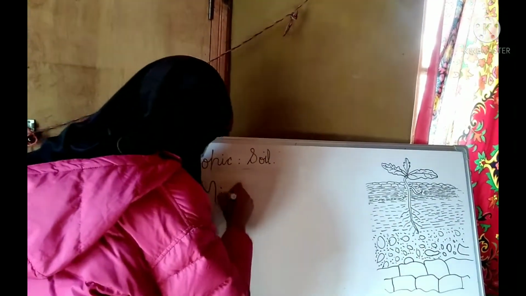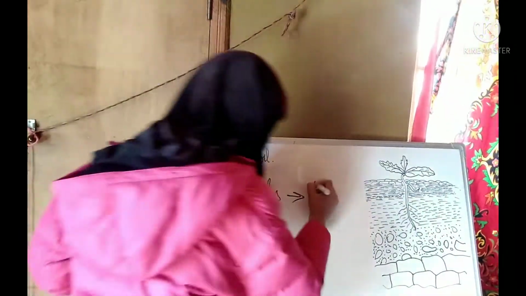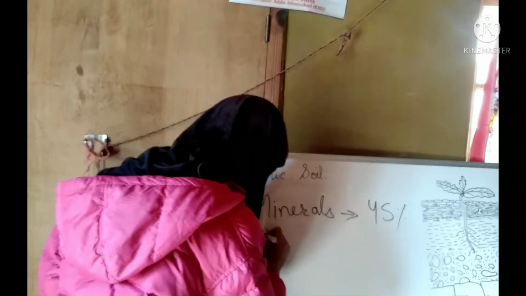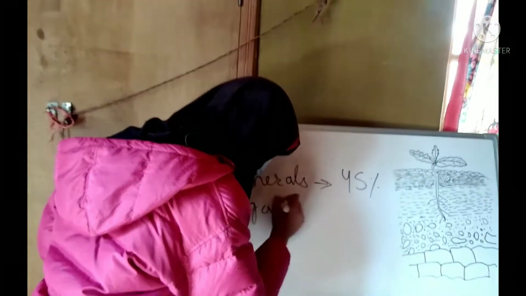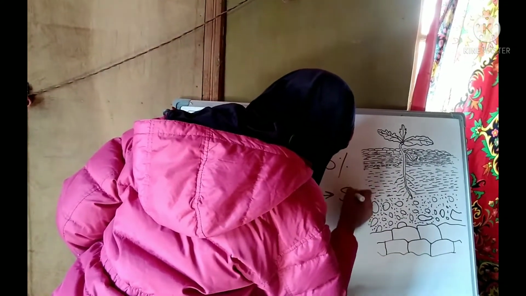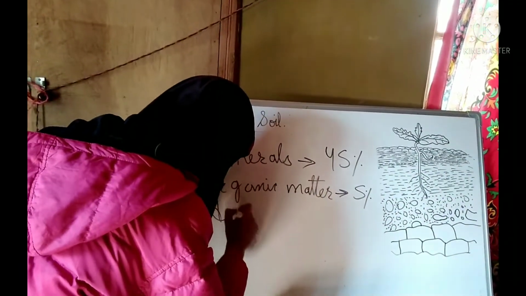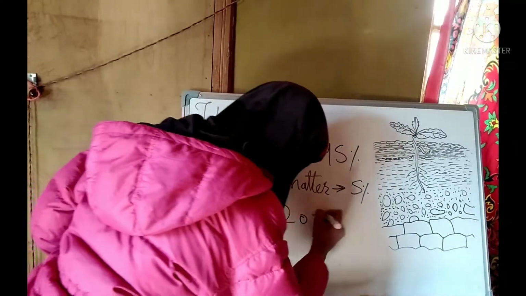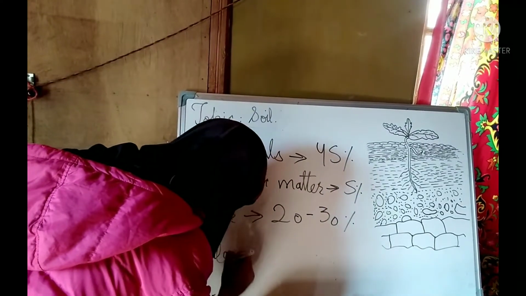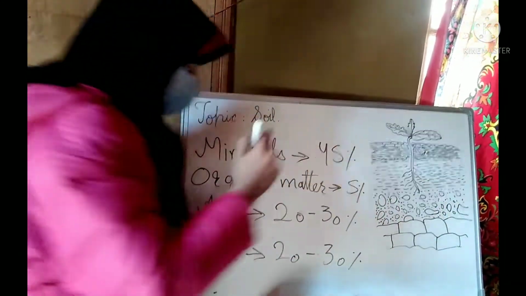Minerals. In the soil, there is 45% of minerals. And if we talk about the organic matter, there is only 5% of organic matter in the soil. Then if we talk about the air and water, air is 20 to 30%. If we talk about water, then also it is 20 to 30% of water.